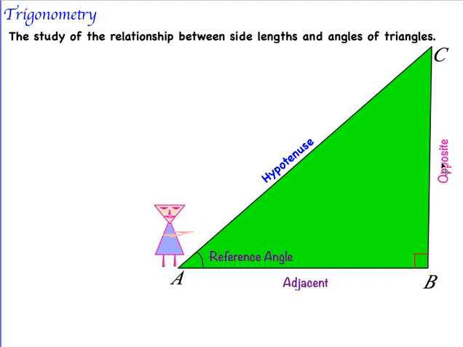Okay, so remember that the adjacent side and the opposite side are all relative to our reference angle, our position that we're interested in. The hypotenuse is recognizable because it's always the longest side of a right triangle, and it's always across from the 90-degree angle.